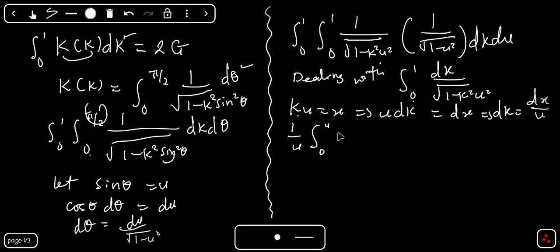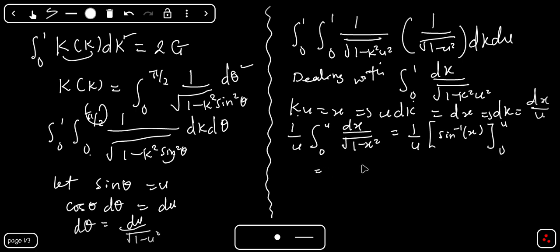Then we're going to have 1 over u integral from 0 to u, then dx over square root of 1 minus x squared. The integral of dx over square root of 1 minus x squared is the arc sine of x. So what we are going to have now will be 1 over u, then arc sine of x, then we apply the limit from 0 to u. Then we're going to have arc sine of u over u. Then if you also substitute 0, arc sine of 0 is 0, so that's what we're going to have.